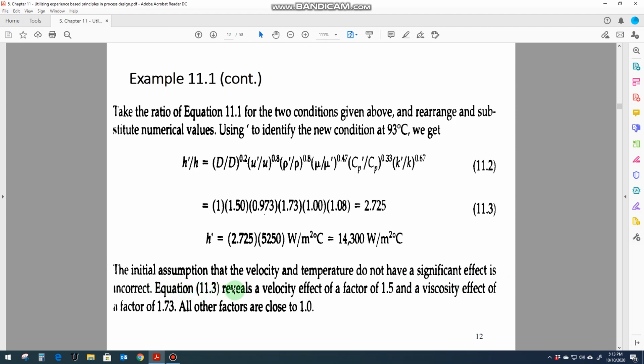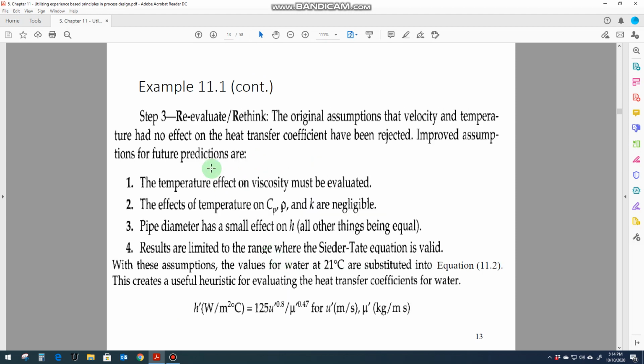Equation 11.3 reveals the velocity effect of a factor 1.5 and viscosity effect of factor 1.73. All other factors are close to 1. So the main factors that are contributing towards the heat transfer coefficient are the velocity and the viscosity. Okay, now going into slightly more detail, we have to reevaluate and rethink this analysis.